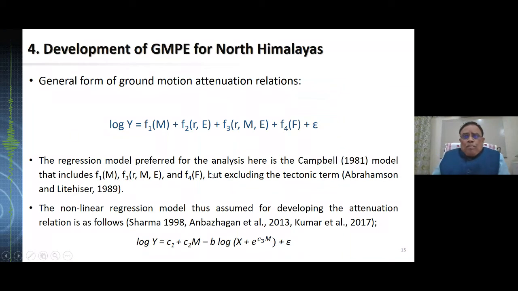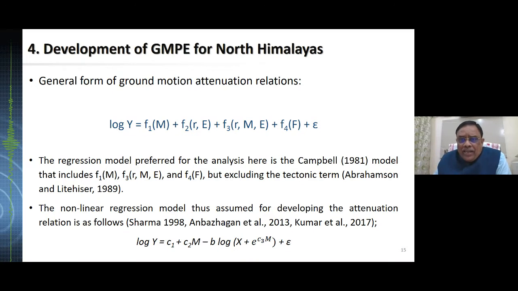The general form of the GMPE for the Northeast and North Himalayas is shown here. The regression model preferred for the analysis is Campbell's equation. The ground motion attenuation relation gives the variation of peak ground acceleration as a function of earthquake magnitude and source to site distance. The rate at which the amplitude of waves generated during an earthquake gets amplified and de-amplified as it travels through the distance in a particular region can be found by means of an attenuation relationship. That is what is shown here.